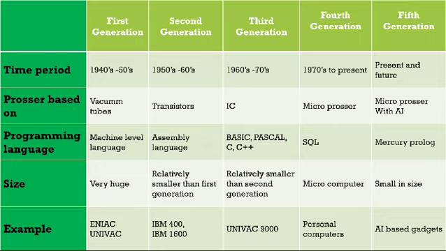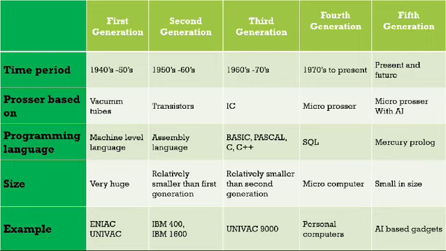Next, third generation computers. They are from 1960 to 1970. ICs, that means integrated chips, were used in the processors of third generation computers. The programming languages used in third generation computers are Basic, Pascal, C and C++. The third generation computers are relatively smaller than second and first generation computers, but they are huge compared to fourth and fifth generation computers. UNIVAC 9000 is an example for third generation computers.